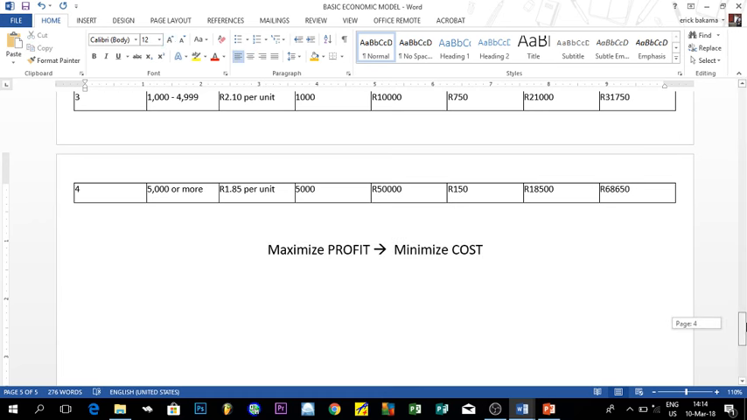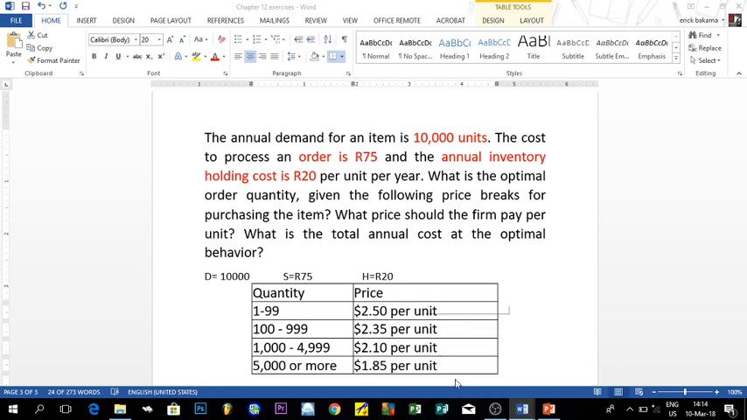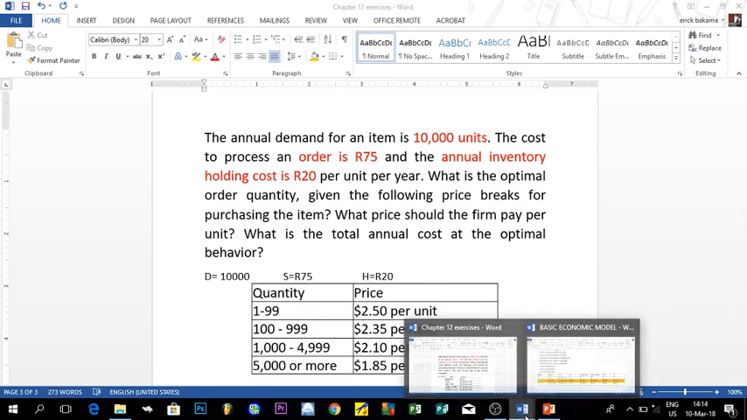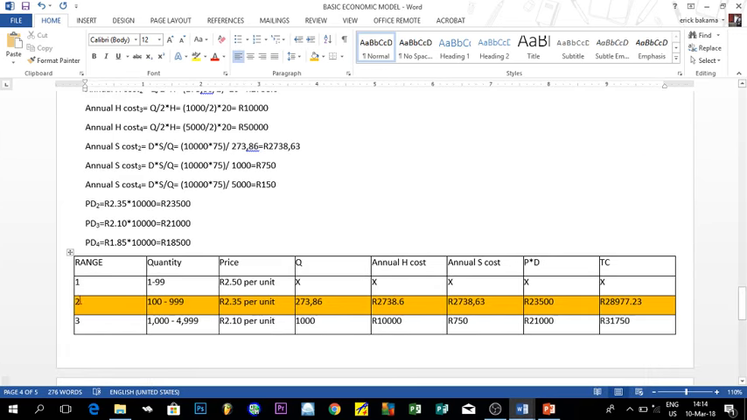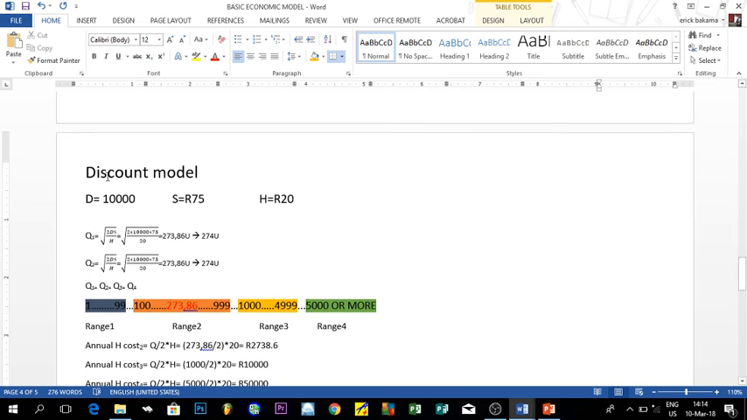So in this case here, the solution, because the question was to find the optimal order quantity, which you already found, it was 273, which is the Q. Given the following price break, Q is going to be 273 with a price of 2.35 with an annual cost of this, and that on the PD, and this is the total cost. In fact, this is how you calculate the discount model.